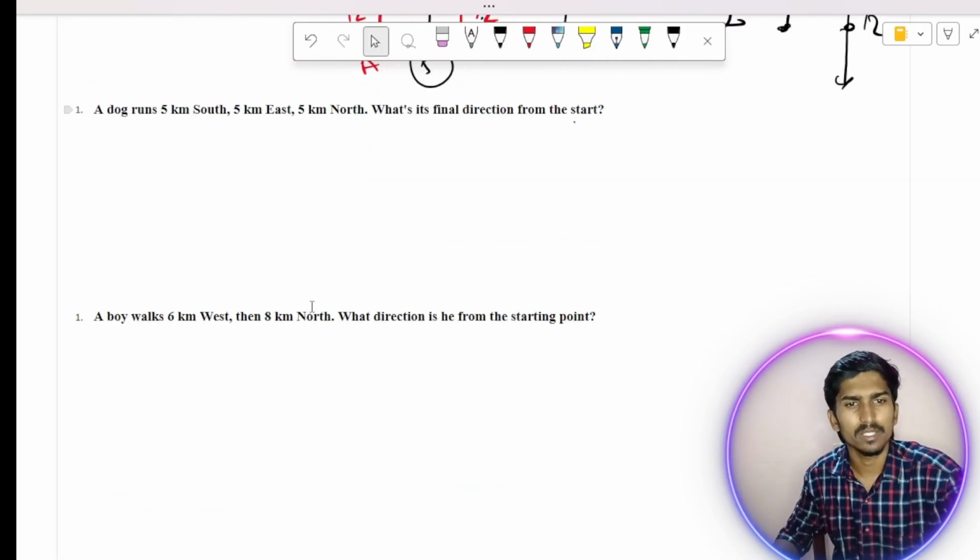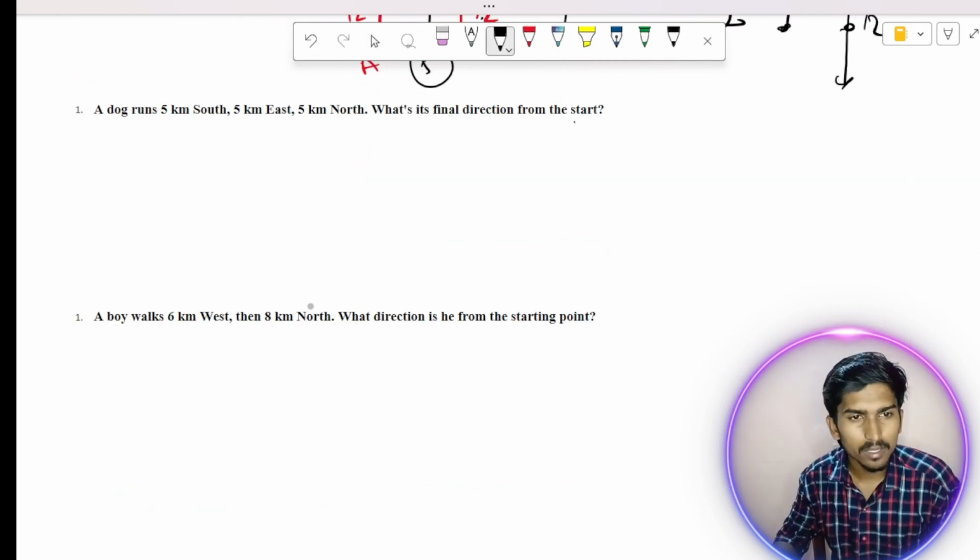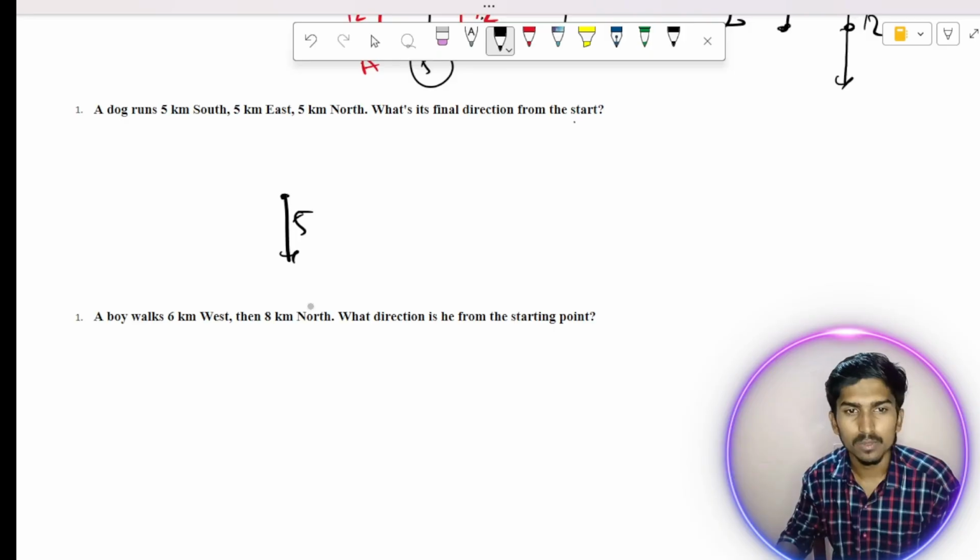Okay, next question. Next very simple question. A dog runs 5 kilometers south. For example, dog is here, 5 kilometers south. And next what it does, 5 kilometers east, turns this side, and 5 kilometers again east, and 5 kilometers north, again 5 kilometers. If it is 5, it is 5, then it will also become 5, because it is going exactly perpendicular to the above 5 kilometers north.